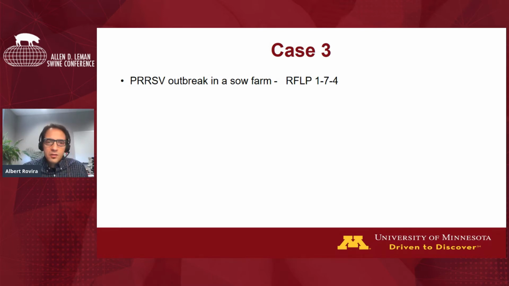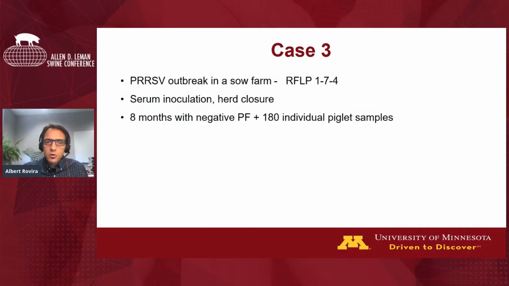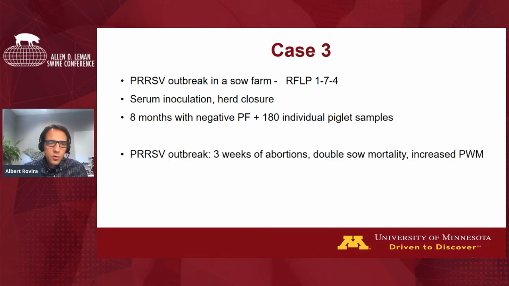And this was a PRRS outbreak in a sow farm. This one was a 174 virus. The farm did serum inoculation, herd closure, and then they went negative for 8 months on processing fluids. They also did individual piglet samples, more than 180, and they were all negative. So they were good to go, ready to open the farm, and then they had another PRRS outbreak. And it wasn't a mild one. 3 weeks of abortions, double sow mortality, increased pre-weaning mortality.